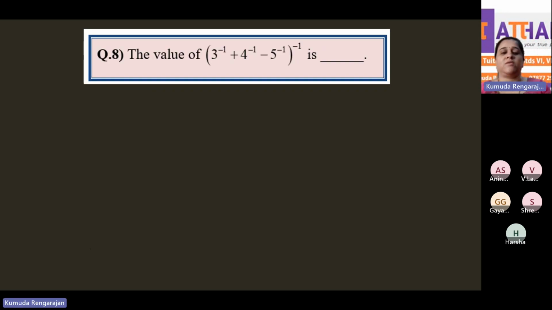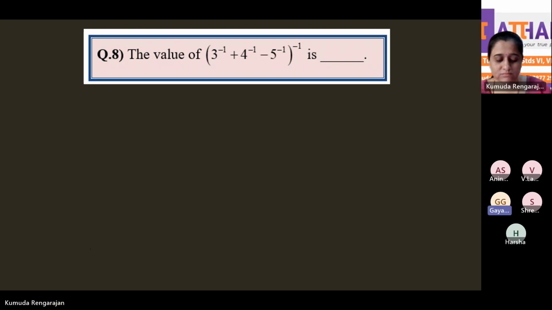What's the value of this one? Anantika? Ma'am, 2. Yes. Others can share. Yeah, others. Ma'am, I got it like 60 upon 23. Lakshana, 60 by 23. Okay.